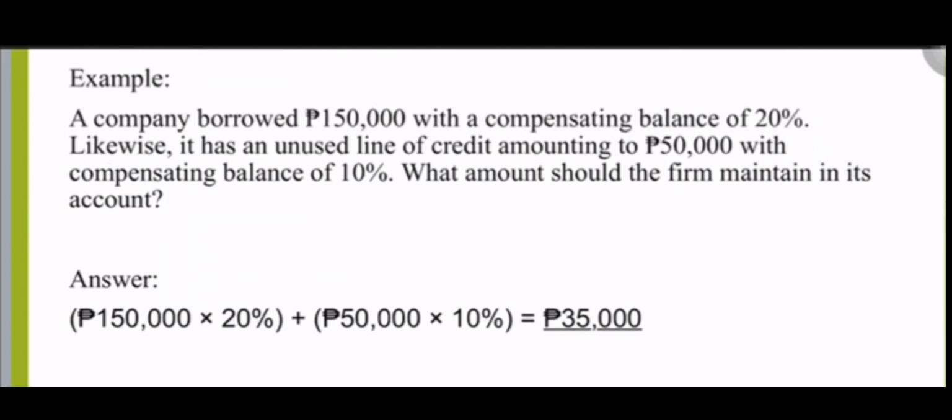So, 150,000 daw po, tas may compensating balance po siya na 20%. So, i-times po natin dalawa. So, ang kakalabasan po niya is 30,000. So, dito naman po sa unused line of credit amounting naman po is 50,000, times po dun sa compensating balance niya na 10%, which is kakalabasan po, minultiply natin sila, is 5,000. So, 30,000 plus 5,000 equals 35,000.